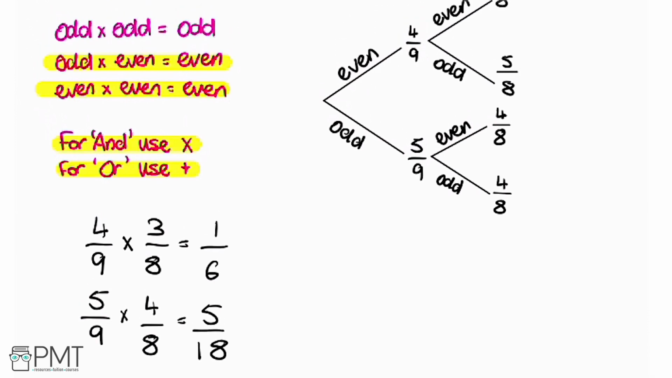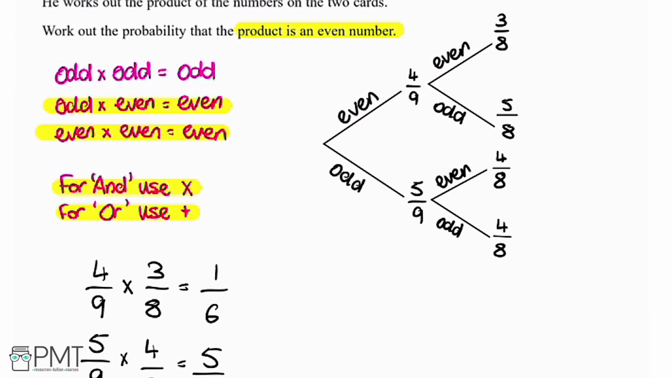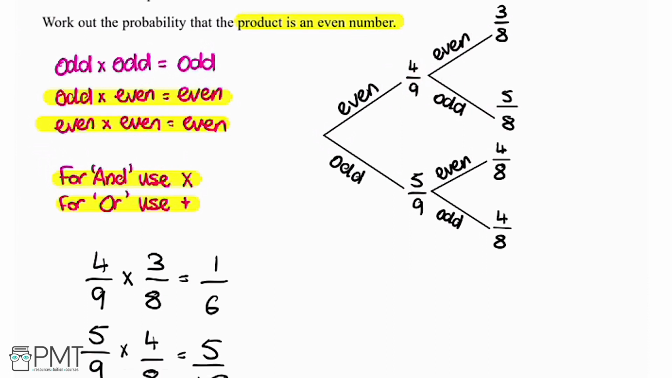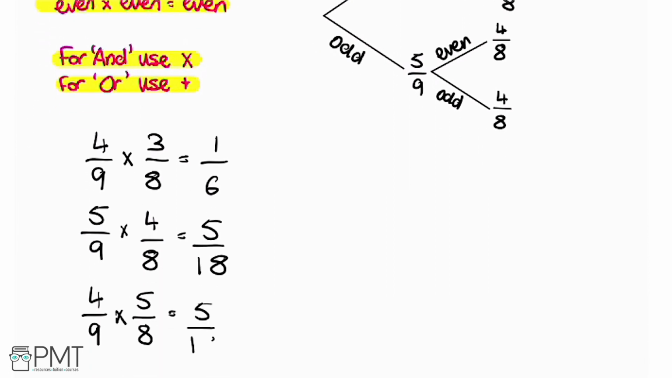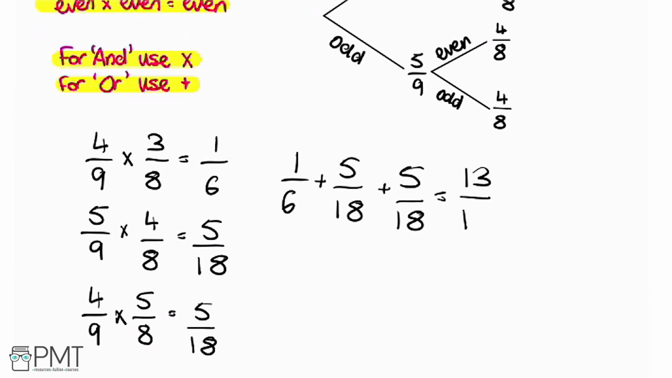We need to be careful, there's one other possibility, because if I chose even first, I could then choose odd, and I would still get an even number. So that would be 4 over 9 multiplied by 5 over 8, giving us 5 over 18 again. So we're now going to make use of our OR, because we've seen the different paths we could take, but we could have taken this one, or this one, or this one. So we're going to add them together. 1 over 6 plus 5 over 18 plus 5 over 18 again, giving 13 over 18. And that there is our final probability.